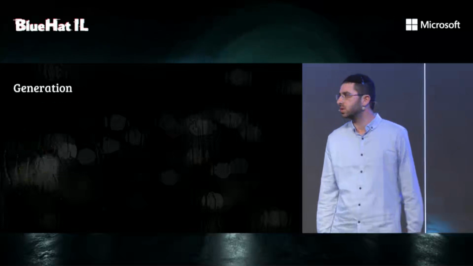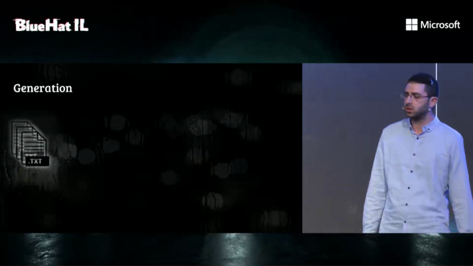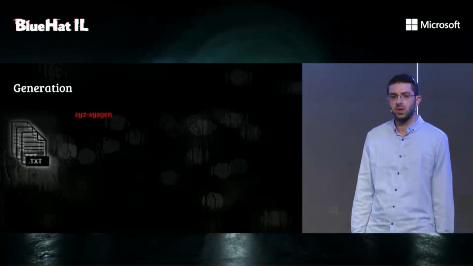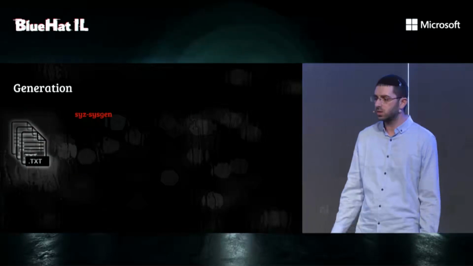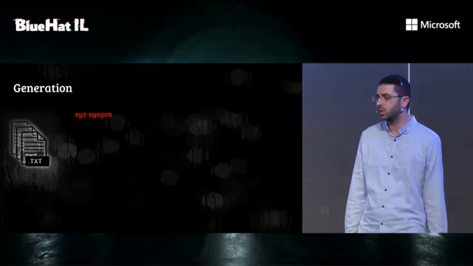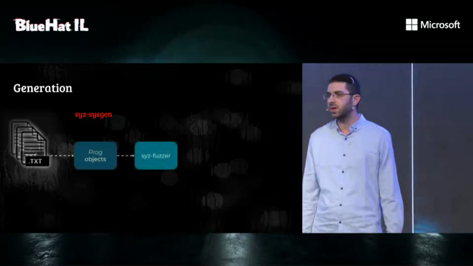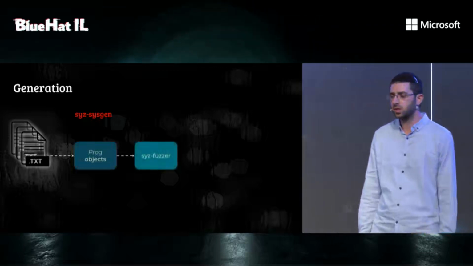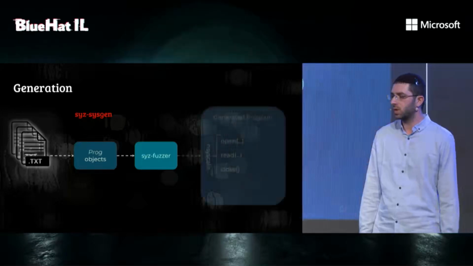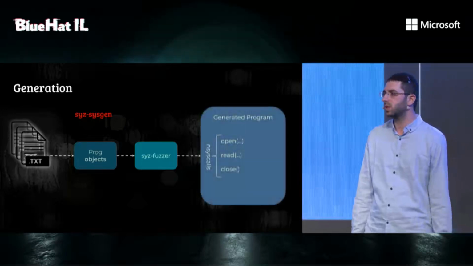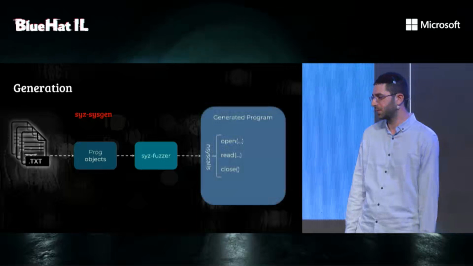Syscall descriptions are written to text files. Syz-sysgen, which is another Syzkaller tool, will take all the syscall descriptions and automatically generate Go code that will be compiled into syz-fuzzer. Syz-fuzzer will then start generating programs by randomly selecting syscalls and making sure to satisfy all their dependencies.